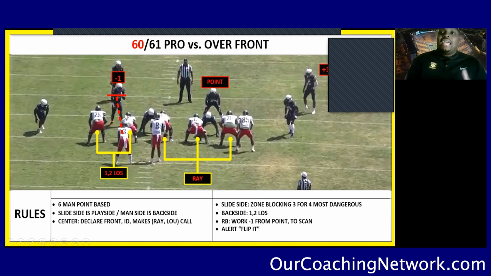All right. So the scan rules are important for the running back to understand, because if they bring 4 to this slide side of the protection, the running back is responsible for checking for a 4th rusher that comes on the slide side before he checks down into his route.